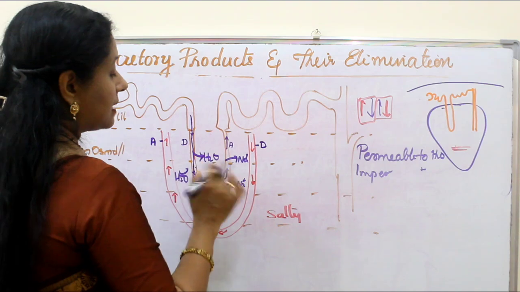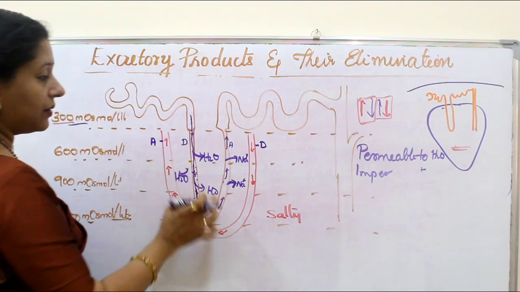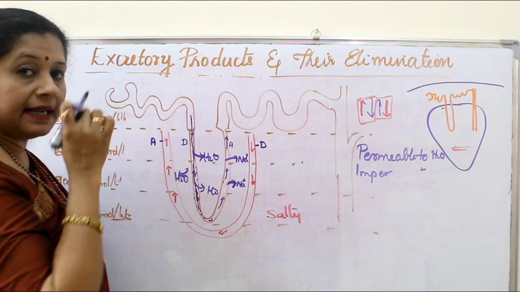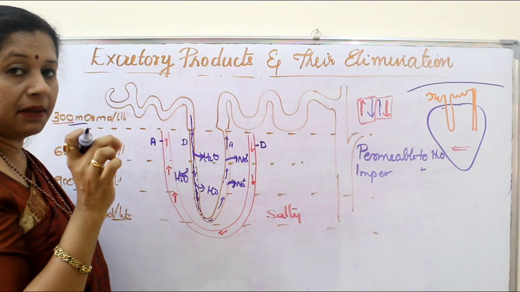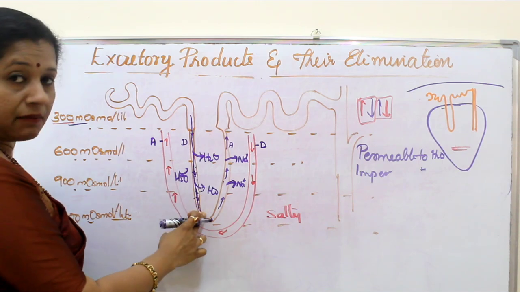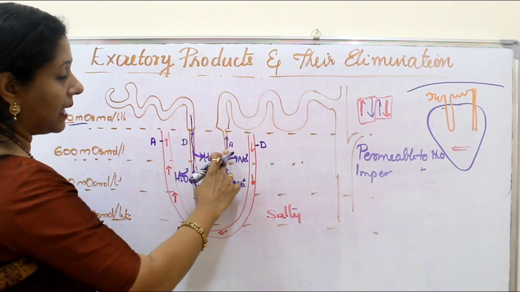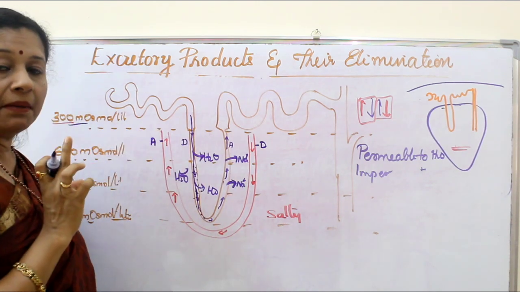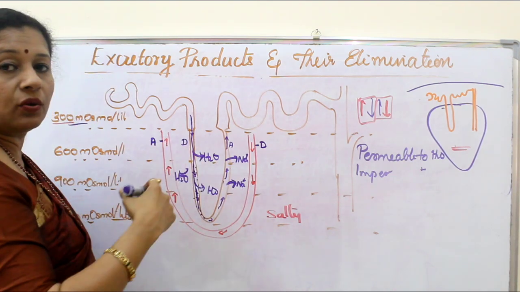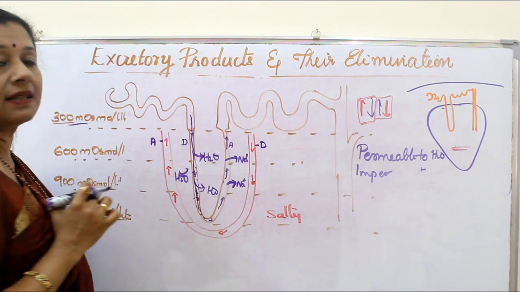Okay. Now simultaneously what is happening? Understood, the descending limb of the loop of Henle is permeable to water but impermeable to sodium ions. As a result, the filtrate becomes concentrated, but once it goes up in the ascending limb, it is impermeable to water but permeable to sodium. So sodium is actively taken out, so it becomes dilute again by the time it reaches the DCT.